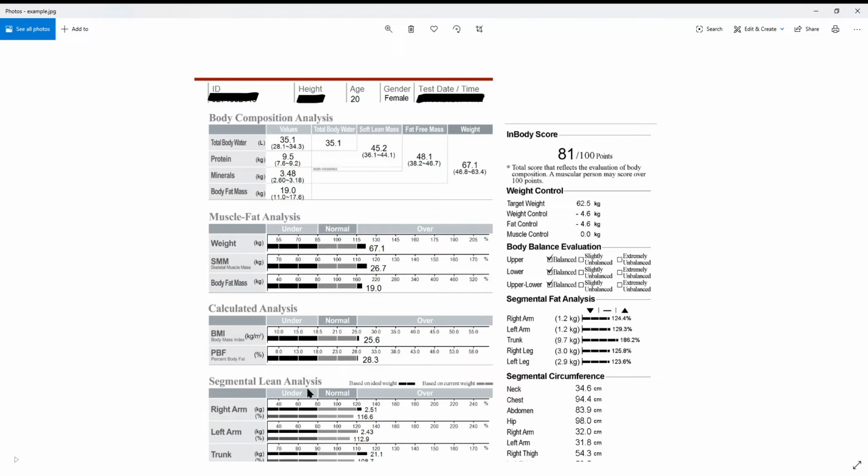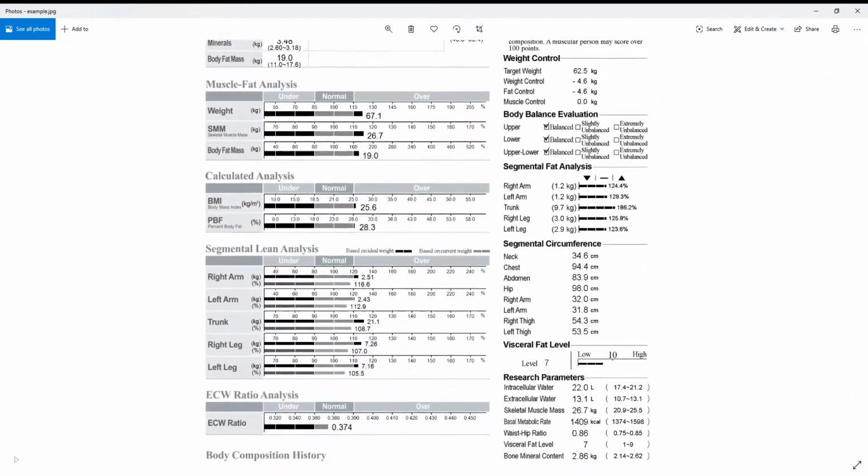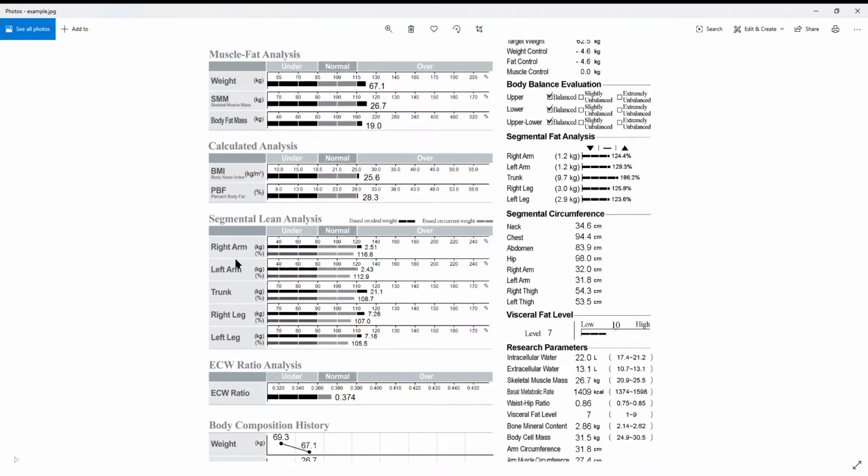The segmental lean analysis looks at lean tissue through the different segments of our body. We have right and left arm. We have our trunk, being our torso from shoulders to hips, and also right and left leg. Each limb has two bars. The top bar is that amount of muscle in kilograms. The second bar looks at muscle in relation to our weight to check for sufficiency.